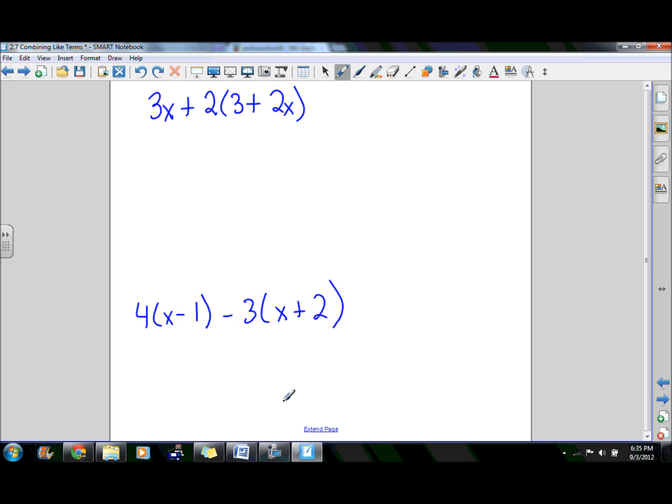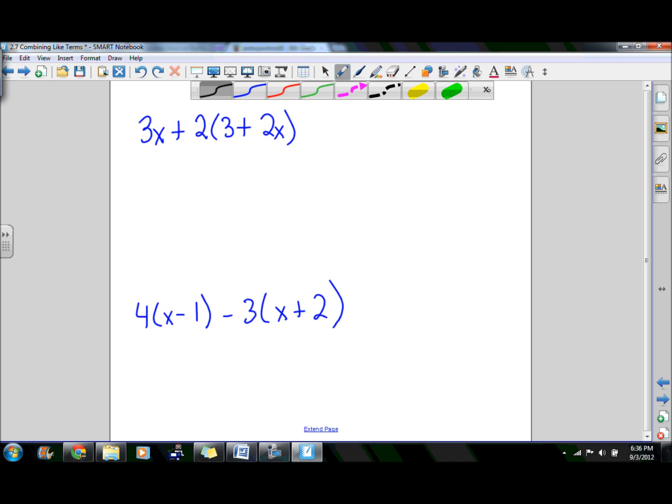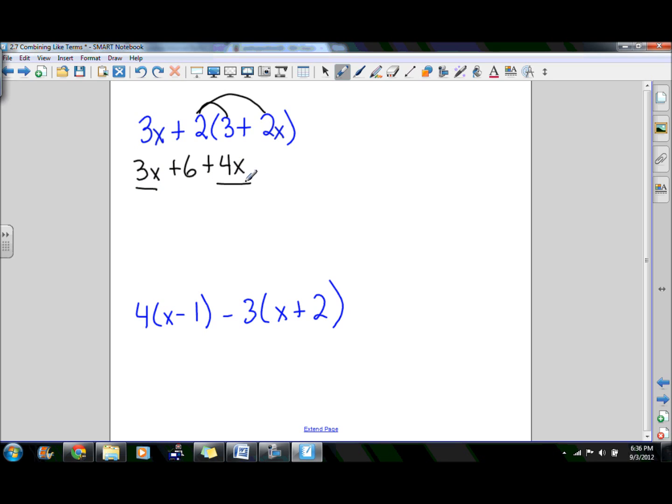Alrighty, now we're going to include what we did yesterday or today, depending. And it gets a little bit trickier. It adds one step, basically. So I know 3x doesn't combine with anything on the first step, so I bring it down. But now, I see parentheses, which means distributive property. Anytime you see parentheses, it means the distributive property. I get plus 6 plus 4x. Now I combine the x's together to give me 7x plus 6, or 6 plus 7x, doesn't matter.